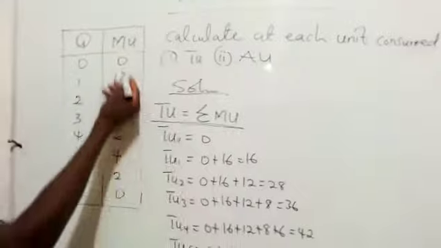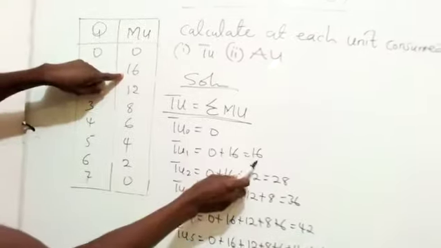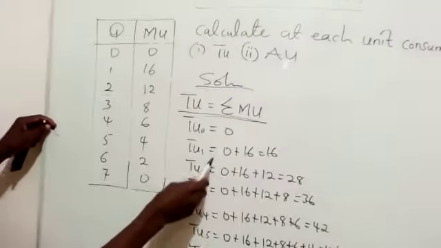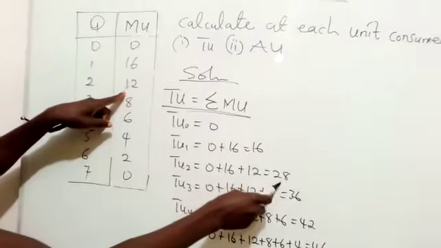So the first one is what? 0. The second one is 0 plus 16, which will give us what? 16. The third one is 0 plus 16 plus 12, which will give us 28.